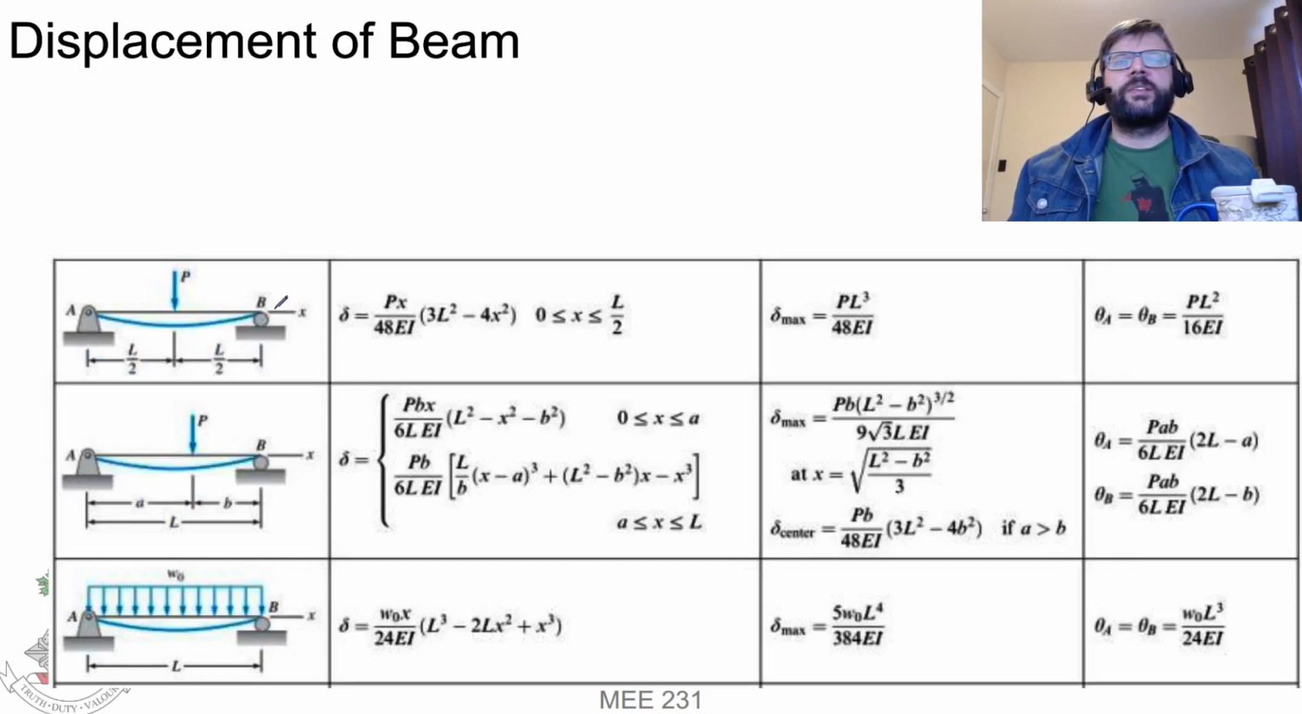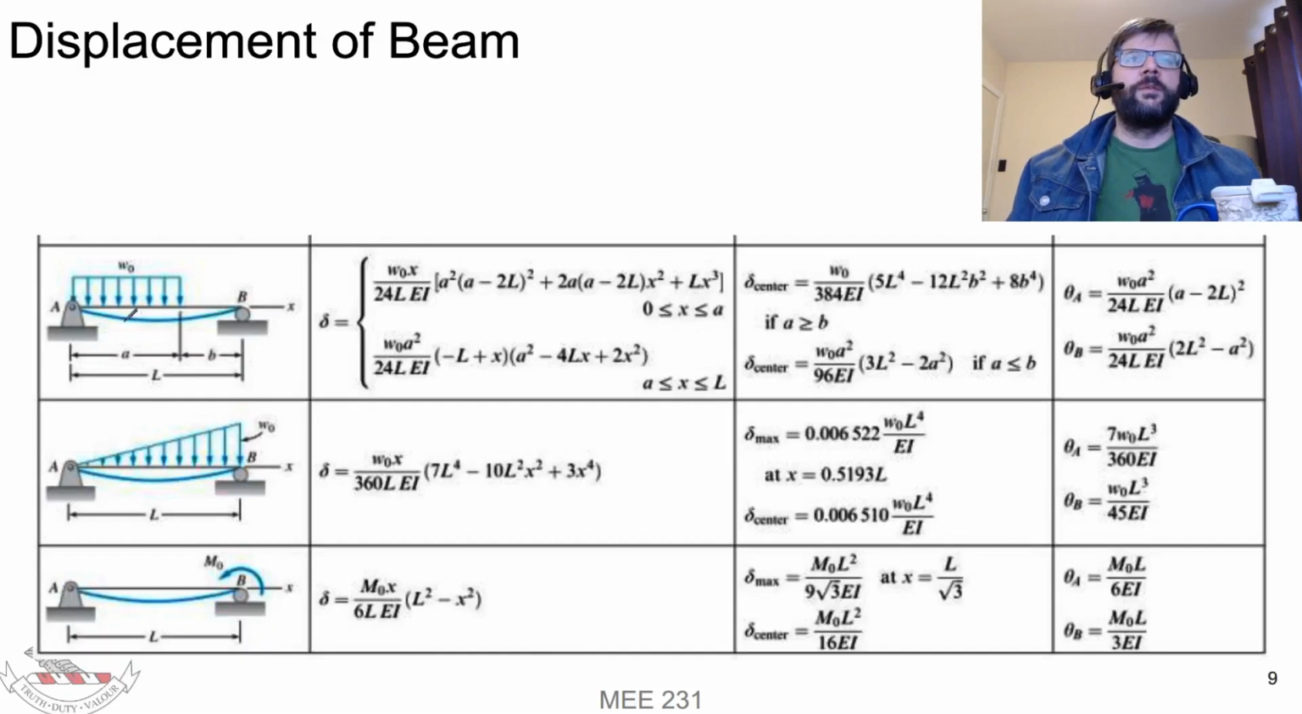We've also got simply supported beams. So what happens if you put a point load in the middle? What happens if you put a point load somewhere other than the middle? What happens if you have a uniform load over the entire length of the thing? What happens if you have a uniform load over part of it? What happens if you have a linearly increasing uniform load? And then what happens if you just apply a moment at the end? So again, those can tell you what your displacement's going to be.